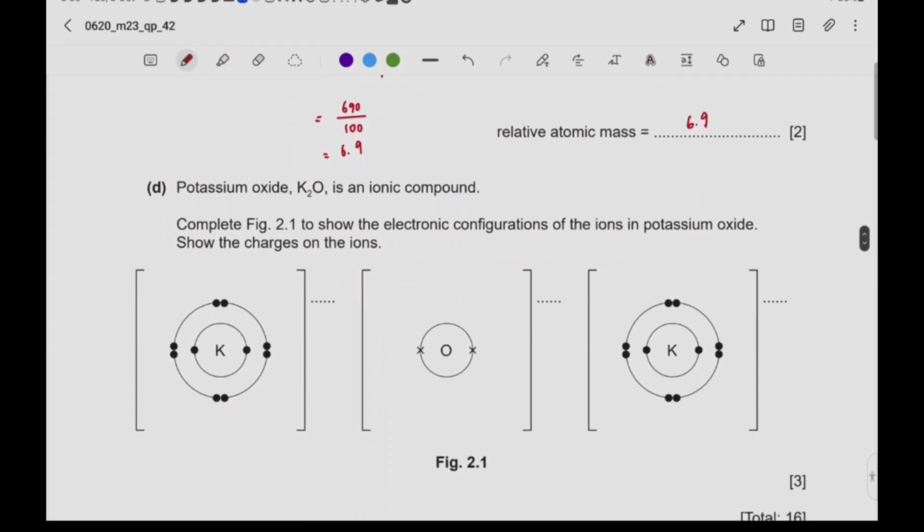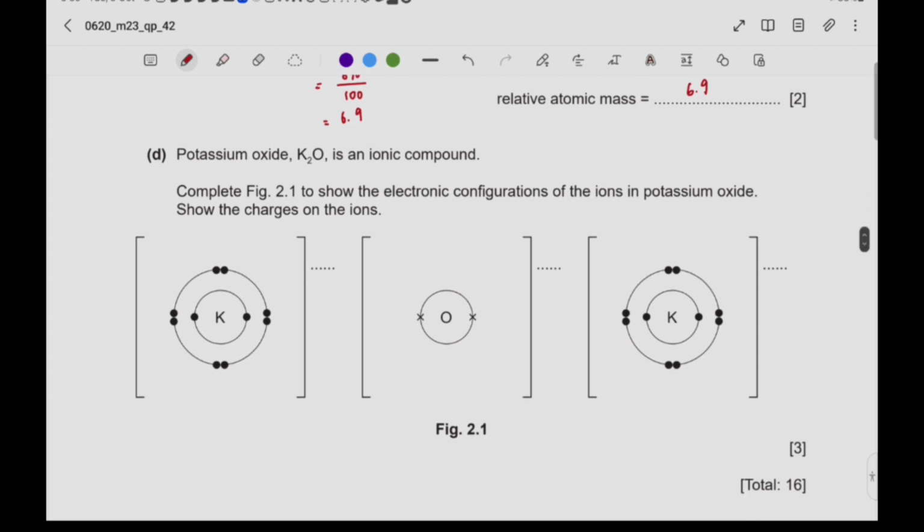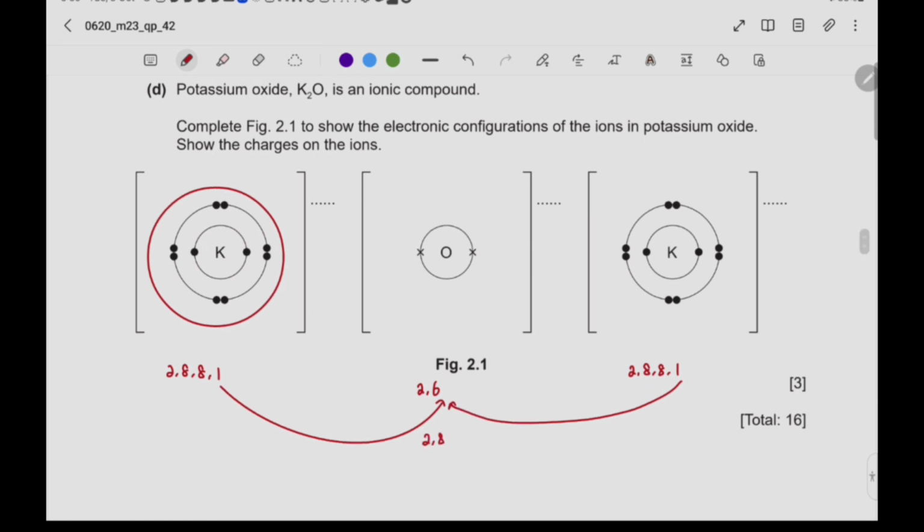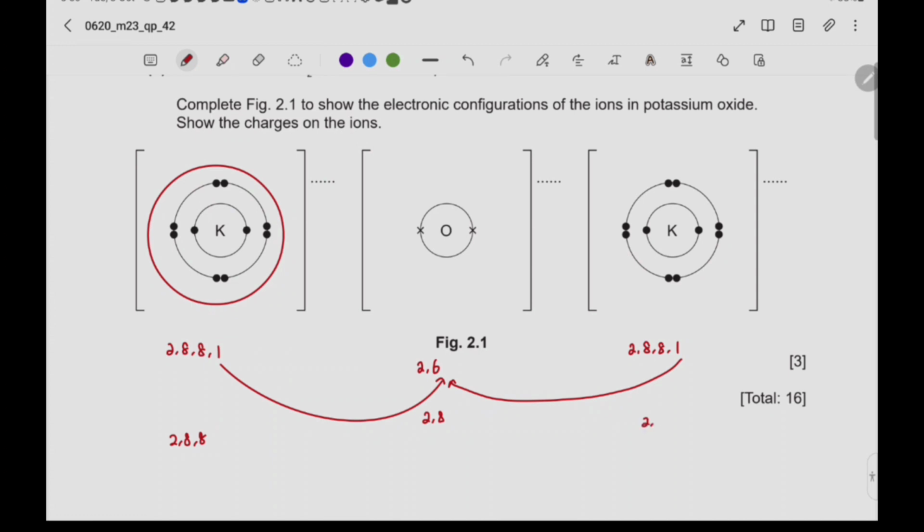The next one is that they want you to show the electronic configuration of potassium. So potassium is in the fourth period, with the third shell. So it should be 2, 8, 8, 1, and 2, 6 for oxygen. So what we do is we remove this one to give 6. So it will turn into 2, 8, 8 and 2, 8. This is what we call donating and accepting electrons. So when you donate 1, you turn positive.